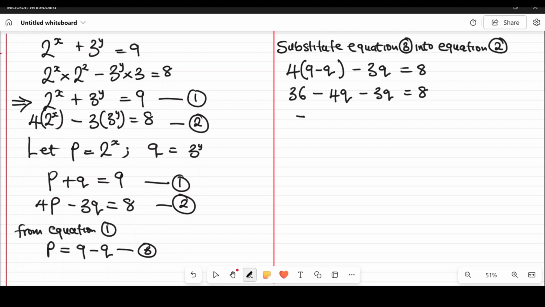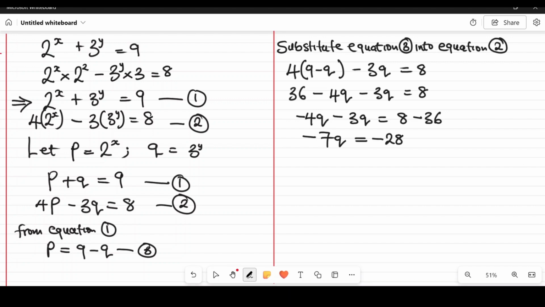Now, from here, we can collect like terms. So we have that -4q - 3q = 8 - 36. So -4q - 3q is equal to -7q, and 8 - 36 is equal to -28. Therefore, q becomes -28 divided by -7. Minus cancels out minus, we have plus. 7 into 28 is 4. So therefore q is equal to 4.